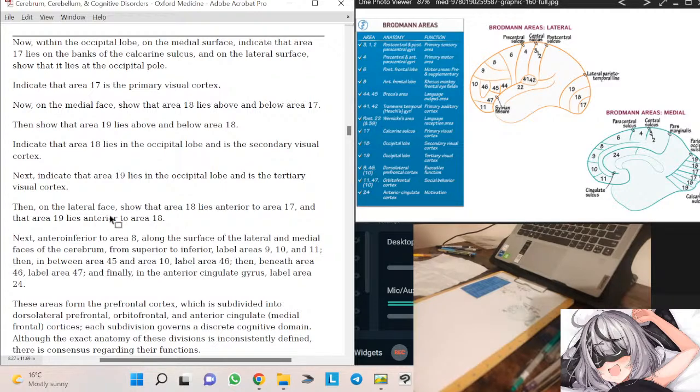Next, antero-inferior to area 8, along the surface of the lateral and medial faces of the cerebrum, from superior to inferior, label areas 9, 10, and 11.